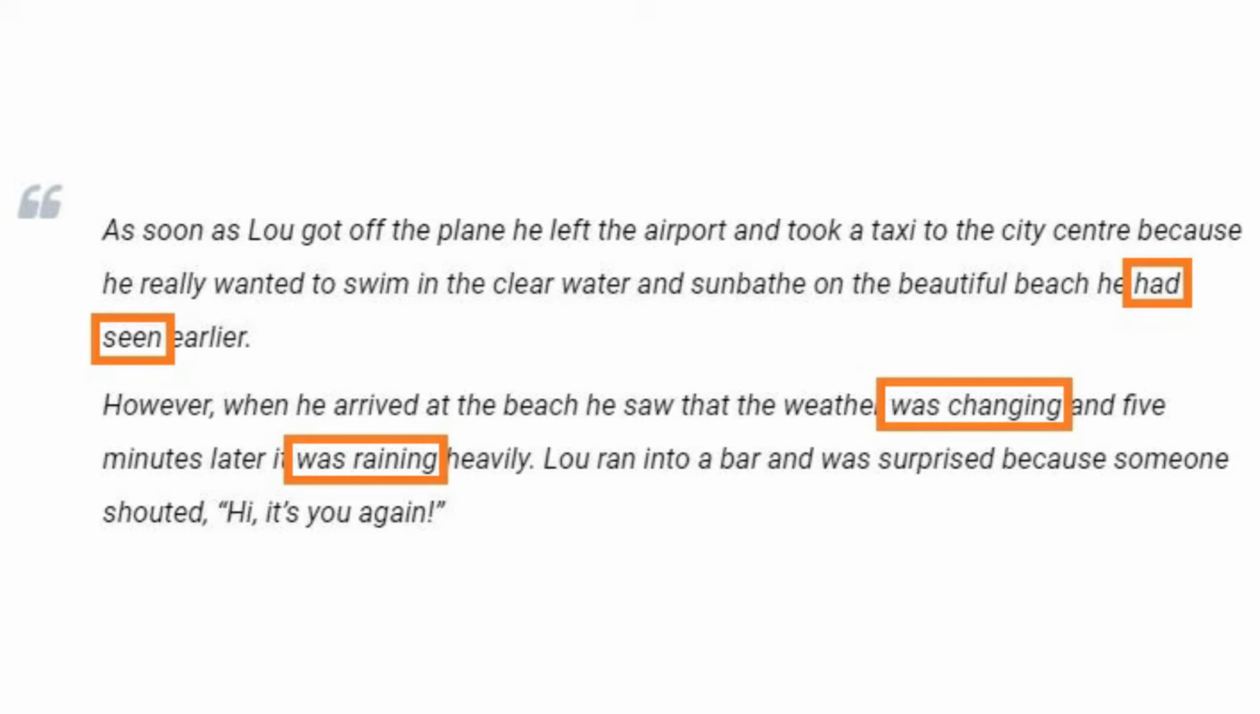Also, always make sure to use the correct past verb forms. While we normally use the past simple to describe all the main events, we might want to talk about things that happened before the main events or that were happening at the same time. In this case, we can use the past perfect, for example, had seen, or again, the past continuous. In this example, was changing and was raining.